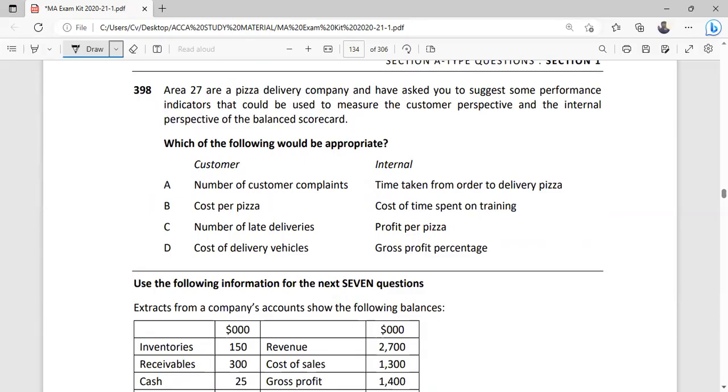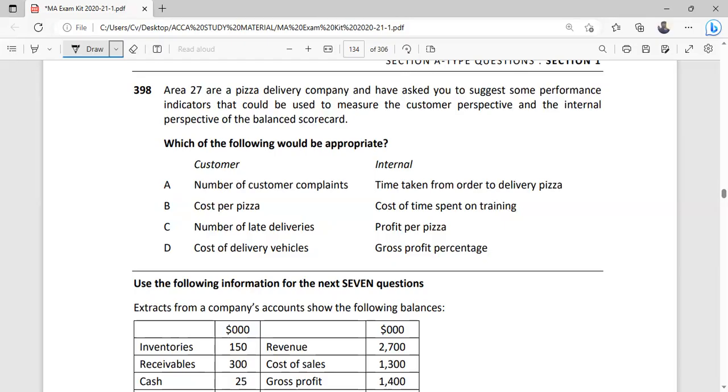Okay. Next one is: Area 27 are a pizza delivery company and have asked you to suggest some performance indicators that could be used to measure a customer perspective and an internal business perspective of the balanced scorecard. Which of the following would be appropriate? Number of customer complaints, definitely it is a customer perspective. Cost per pizza is a financial perspective.